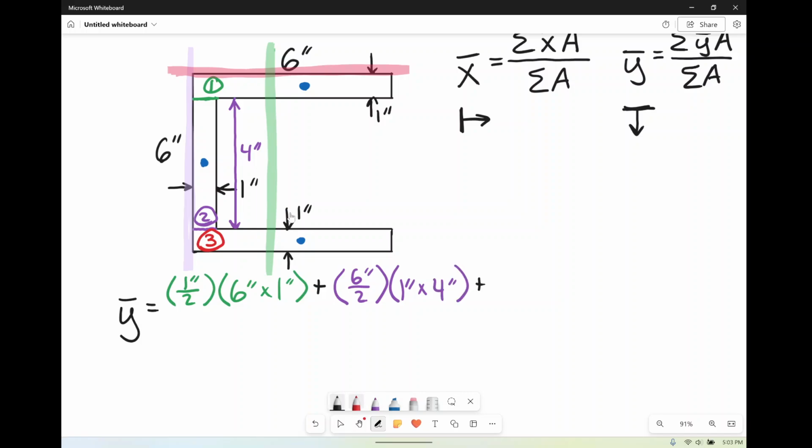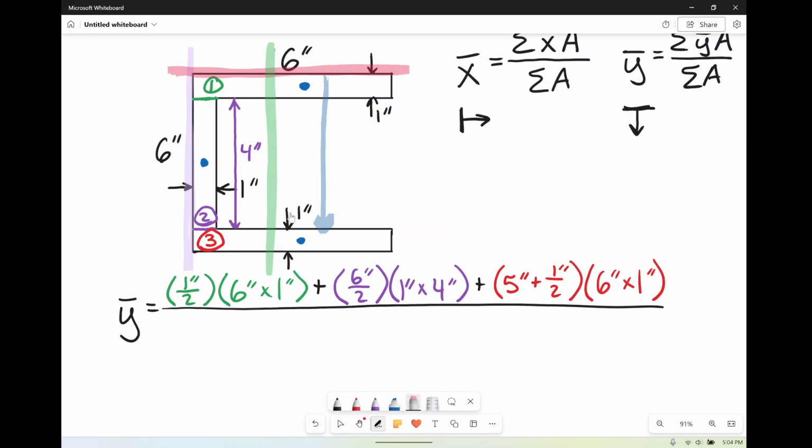And then we're going to add in our red one. We'll actually write it out. We have to get all the way down to here, and that is 5 inches. And then we're going to add in 1 inch divided by 2 to get to its center. Okay, so there's its distance, and its area is 6 inches by 1 inch. So all of that over the areas.